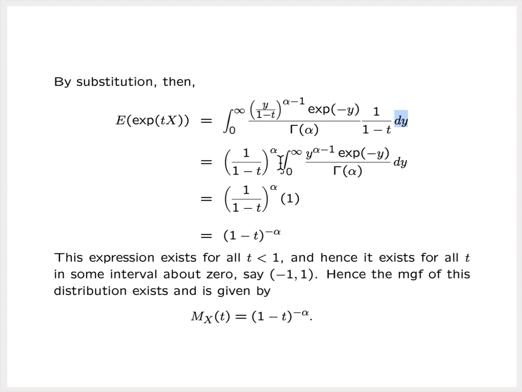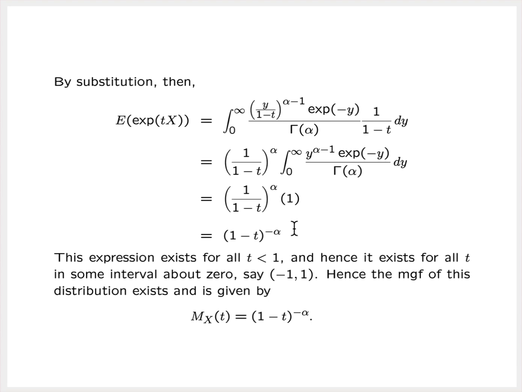And we see that that is just the gamma PDF, which we have shown is equal to 1. And so we're integrating the gamma PDF over its sample space, and so that integral is going to be 1. And so we're left here with the expression 1 minus t raised to the negative alpha power.